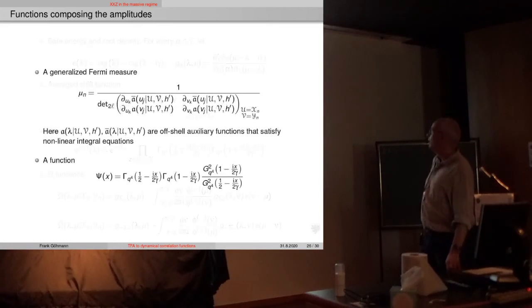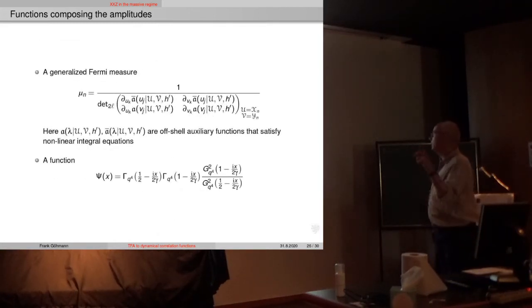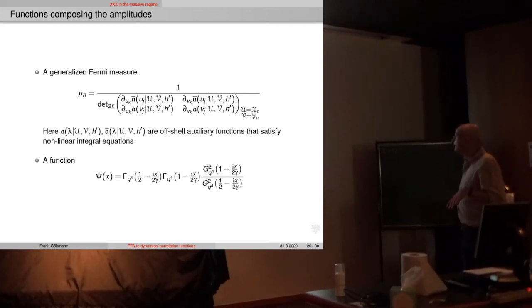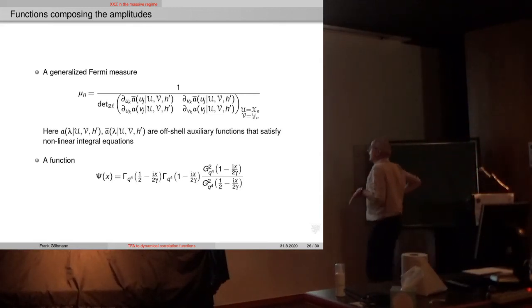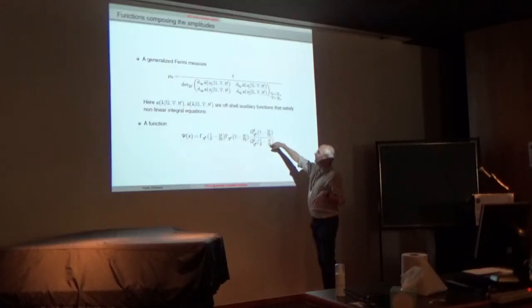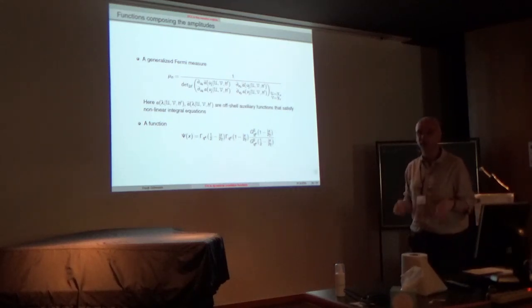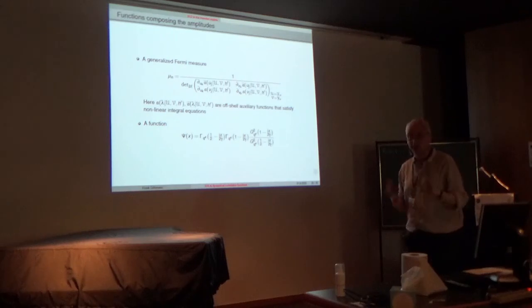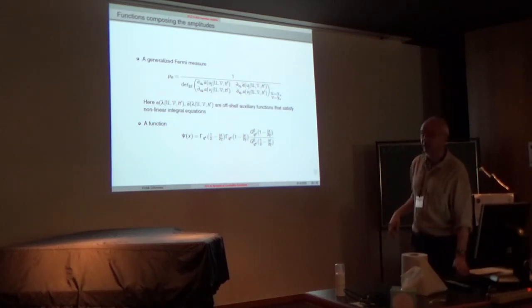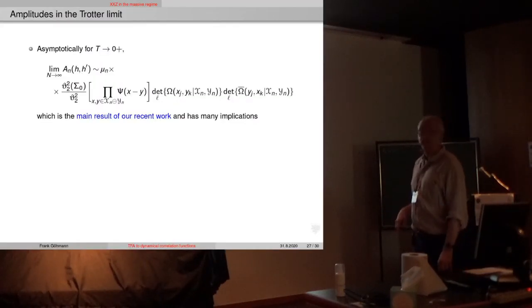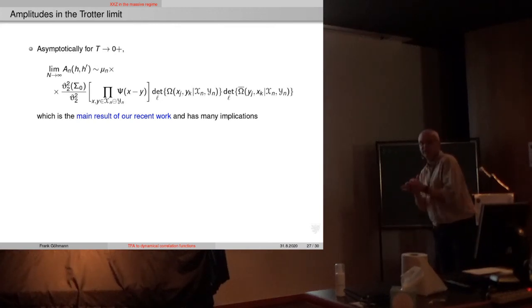So then the generalized measure, in our case, is just one over the determinant of some auxiliary functions, which are solutions of nonlinear integral equations, which I won't show you. And finally, one more function, which is again Barnes functions and gamma functions. Nobody can keep it in mind if I go so quickly, but I want to show you that there are just gamma functions and Barnes functions, some programs, and simple integrals. Now there it is. This is the result for the amplitudes.